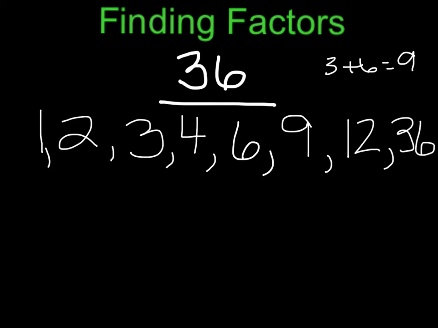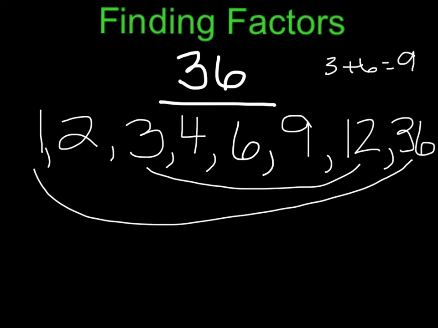Now let's check to see if we have all possible factors of the number 36. I know that 1 times 36 is 36. But is 2 times 12 36? It's not, so that means we're missing a factor. 3 times 12 is 36, 4 times 9 is 36, and 6 times 6 is 36. Now I just need to figure out which number I'm missing in my factor list.